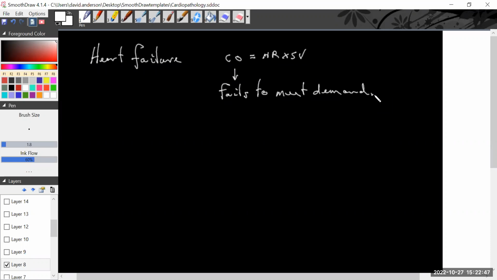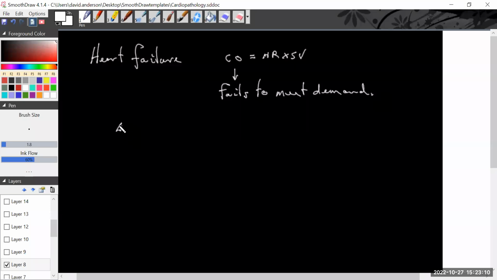Probably some of you have already been in placements in the hospital where you've seen patients that are in heart failure. It's sometimes called congestive heart failure, and we can define it based on whether it's the right side of the heart or the left side of the heart that's the cause of the problem, or sometimes it's both sides of the heart that are the source of the problem.